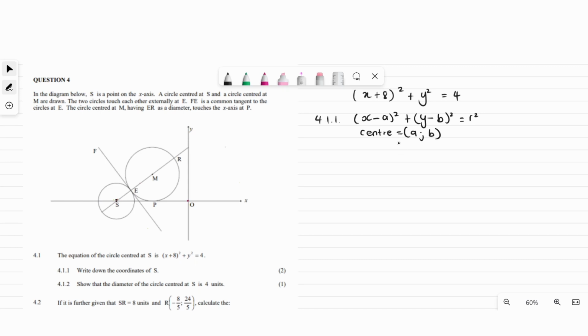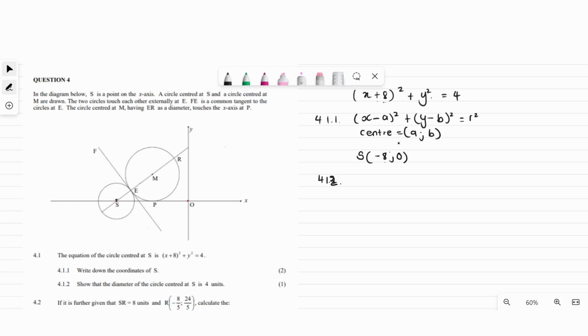In our case here, our a is positive 8, so the coordinate is going to be negative 8, because it's positive and becomes negative when you take it out. Here it does not have a b, so by default it's going to be 0. So that is going to be the center. Then 4.1.2 says show that the diameter of the circle centered at S is equal to 4 units, right?